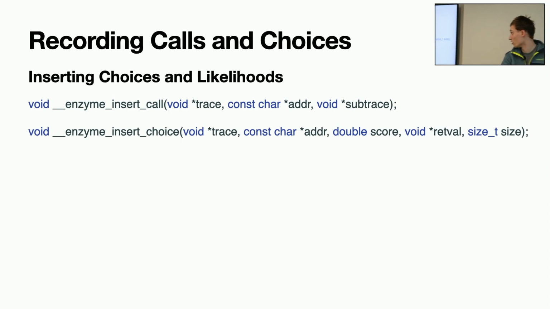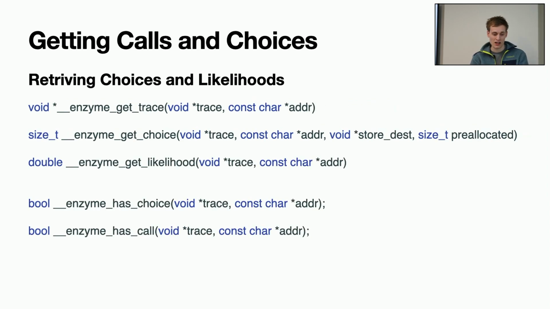And for calls, Enzyme calls enzyme insert call. We pass the trace again for which we want to record that call, and the address of that, and the subtrace we'll use for the invocation of that function. So each function has its own trace object, which are then linked together.